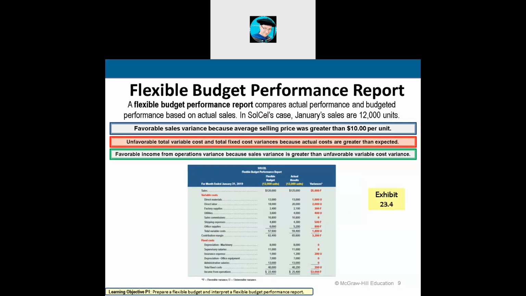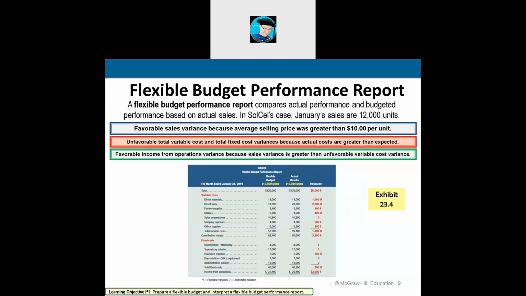For total variable costs, I planned on spending $57,600. I actually spent $59,400. That is unfavorable by $1,800. Contribution margin. Remember, sales minus total variable costs equals contribution margin. My contribution margin is favorable by $3,200 in this example.